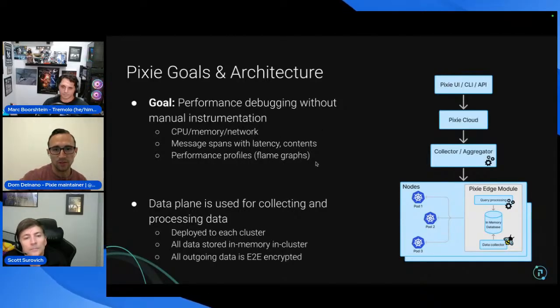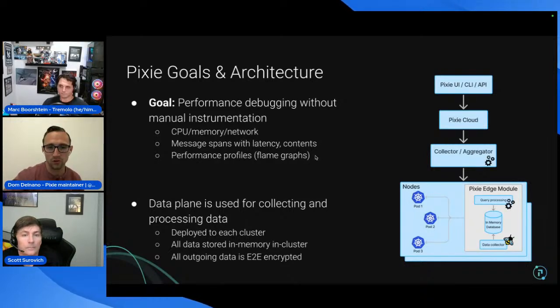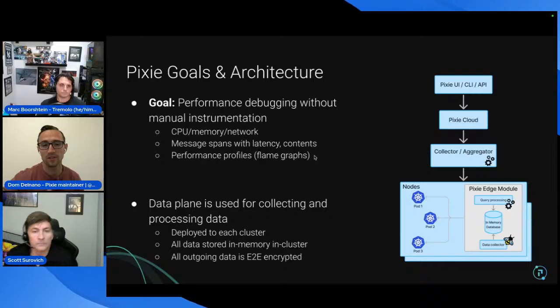The types of telemetry we support are the table stakes: CPU, memory, and network. You get protocol traces, which are your database queries, your HTTP requests, your gRPC requests, and the full payloads. You can really dive deep into issues, and you can also see how your CPU performance is doing with flame graphs.